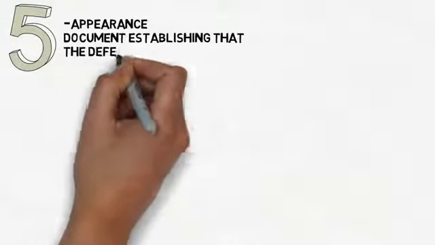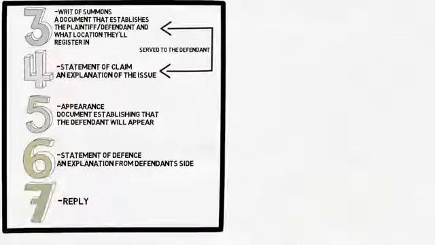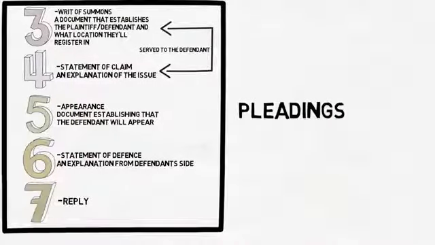Fifth, you have the appearance, documents establishing that the defendant will appear. Sixth, statement of defense. This is an explanation from the defendant's side. Seventh, you have the reply. All these factors are part of the pleadings process that usually takes approximately 3 months.